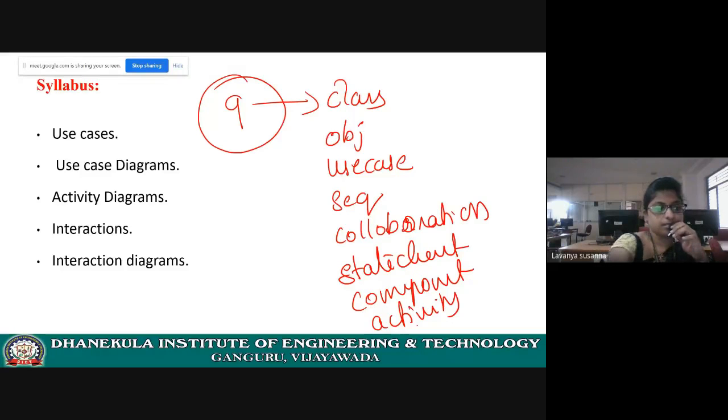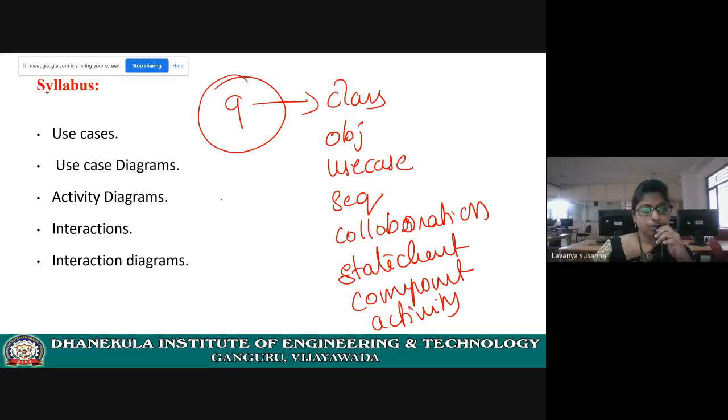Very good, students. See, these are basic questions you need to know. First, class diagram, object diagram, use case diagram, sequence diagram, collaboration diagram, activity diagram, state chart diagram, component diagram, deployment diagram. These are the 9 UML diagrams.